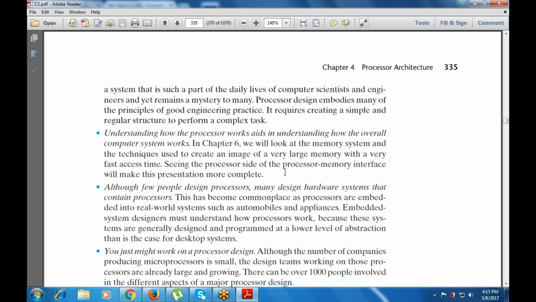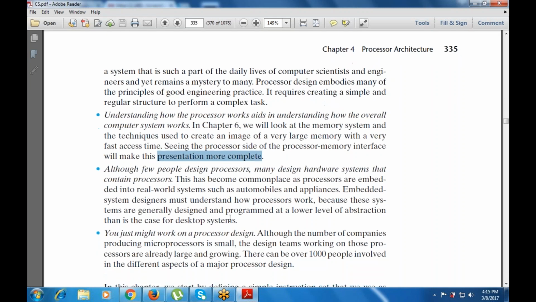In chapter number 6 we will look at the memory system, where we create the image of a very large memory with very fast access. Looking at the processor side of the processor-memory interface will make the presentation more complete. Third, although few people design processors, many design hardware systems that contain processors.